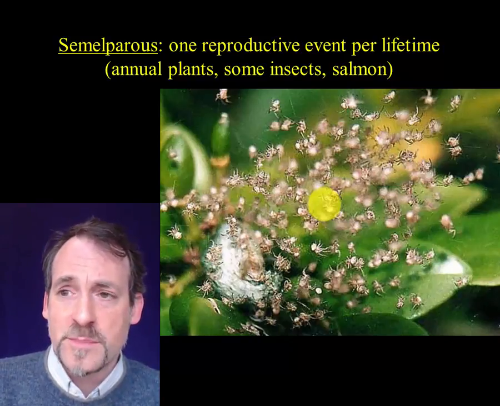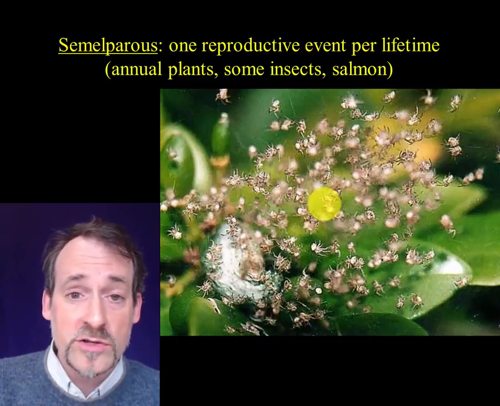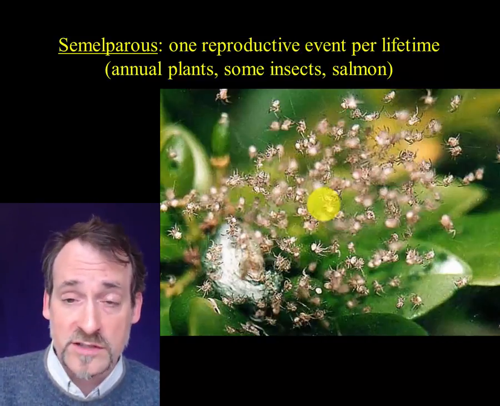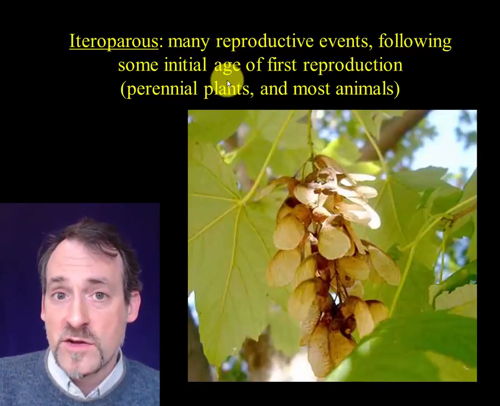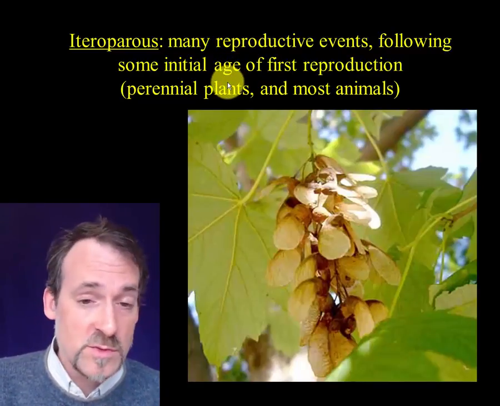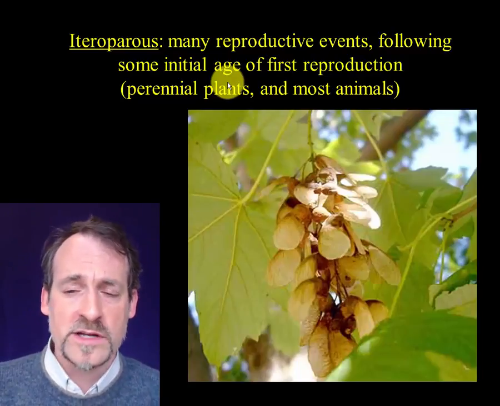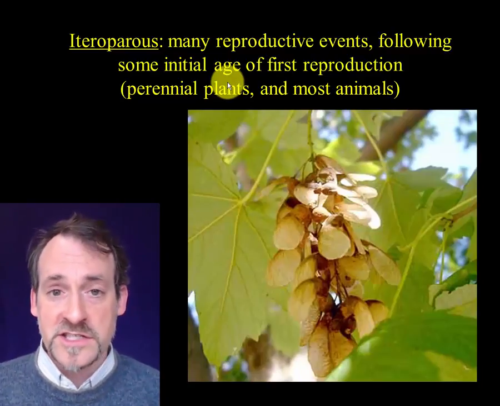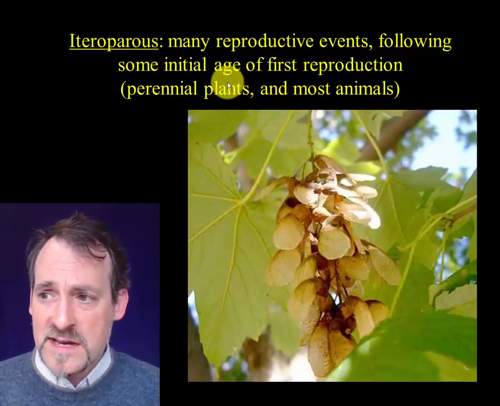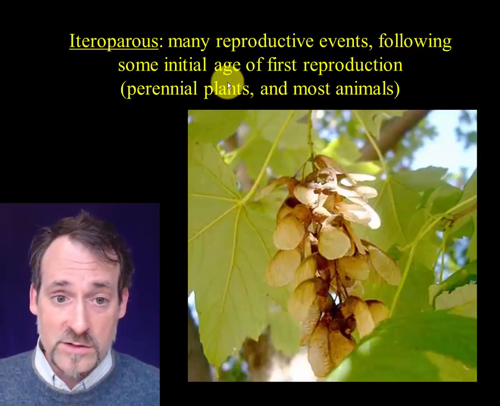So this is actually a surprisingly common strategy to basically put all your eggs in one reproductive basket. The reproductive strategy that we're much more familiar with, because it's what we do, is called iteroparity. Iteroparous organisms don't reproduce until they reach some initial age of first reproduction, but then they can have multiple reproductive events during their lifetime, assuming they survive that long.